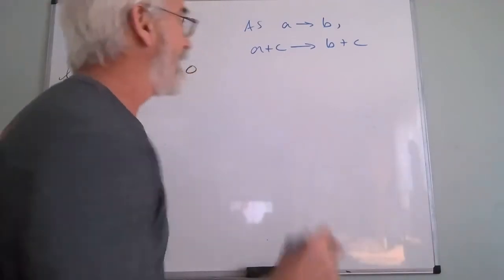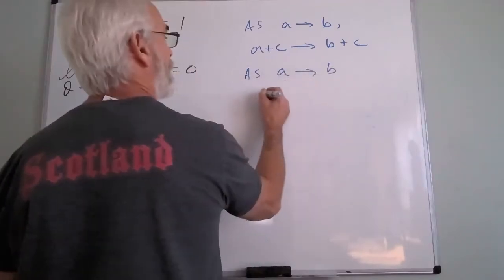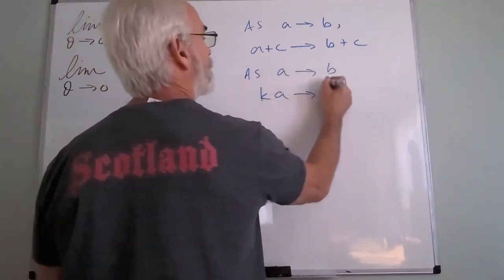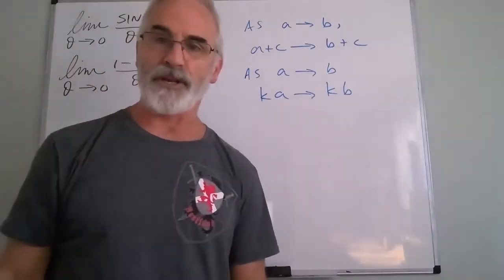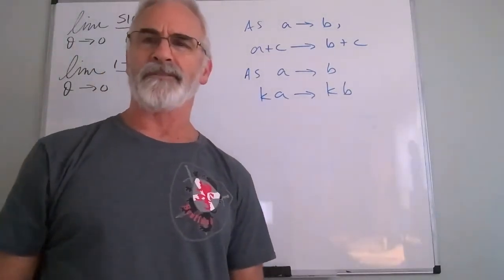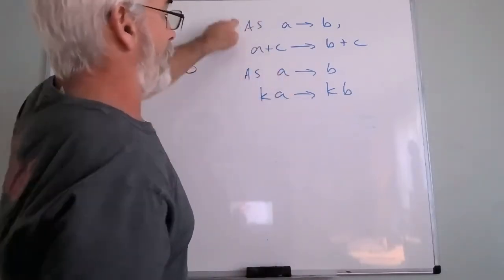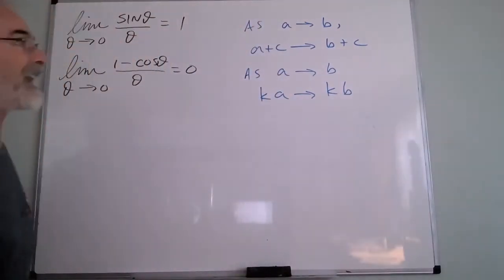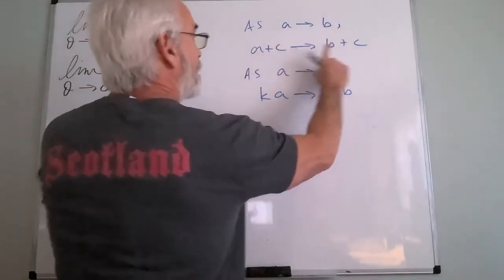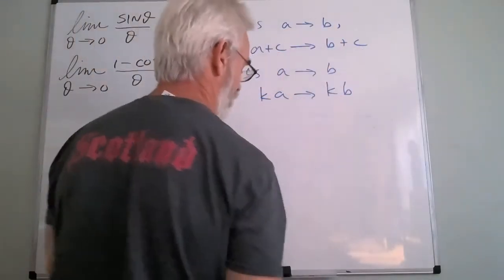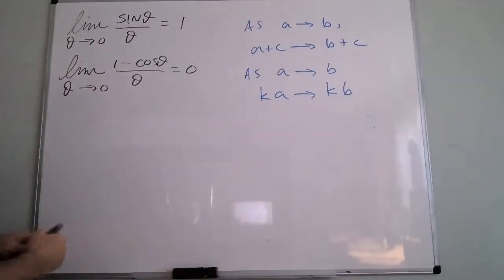Okay, that makes sense. And also, as A approaches B, K times A approaches K times B. Oh, so if X is approaching 3, then 10X should be approaching 10 times 3. Yeah, that makes sense. Okay, that's that. Those are always true. Those two things there. So if I take a limit statement and then I manipulate the thing that's moving, I just add the same thing or multiply the same thing, it will still be valid. So let's do a couple of limits that look like that.